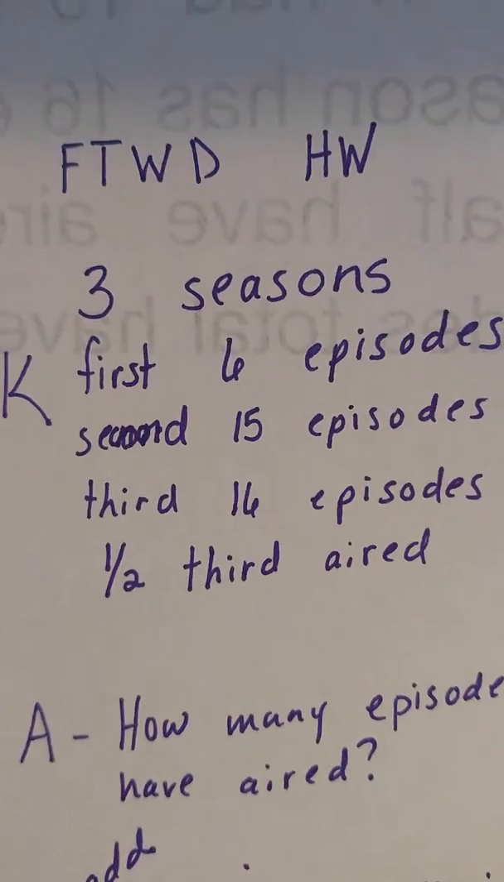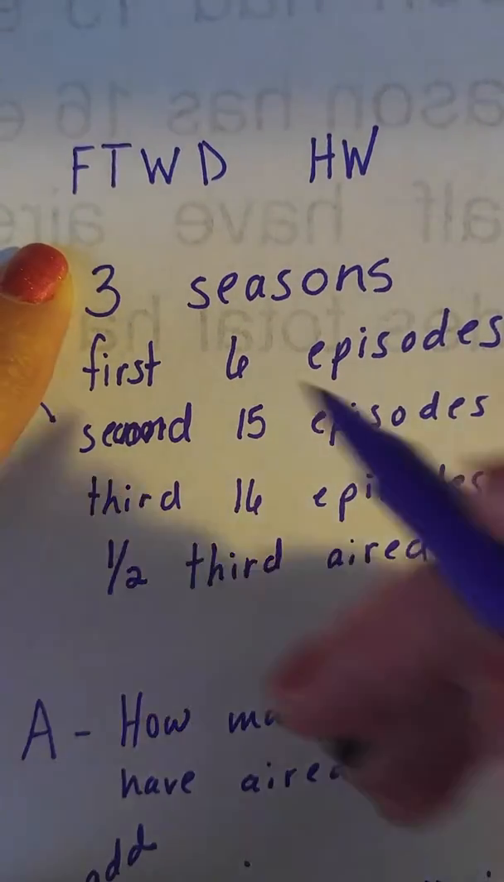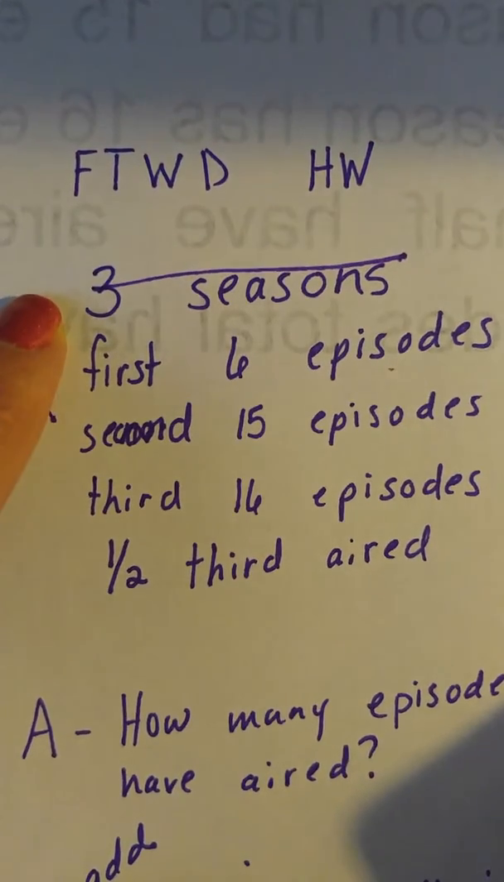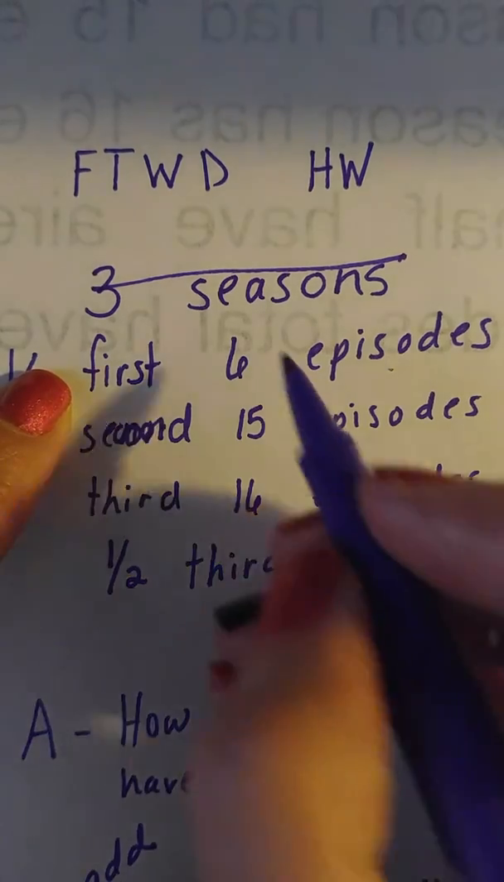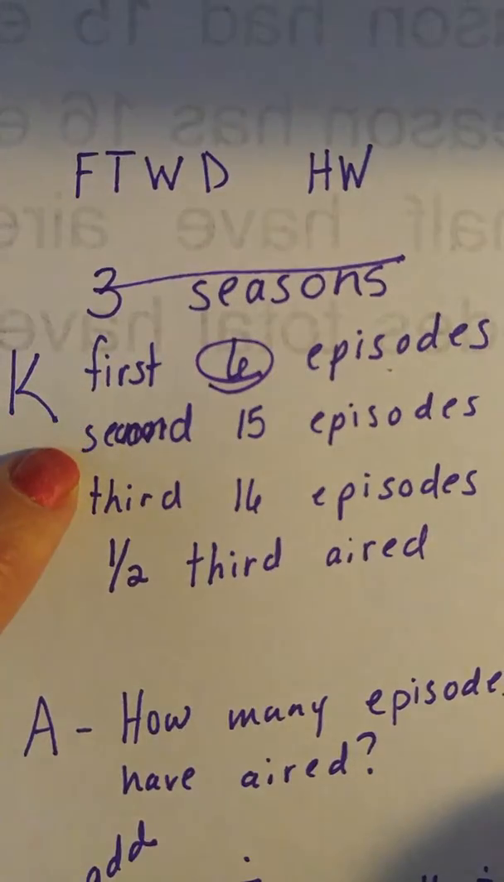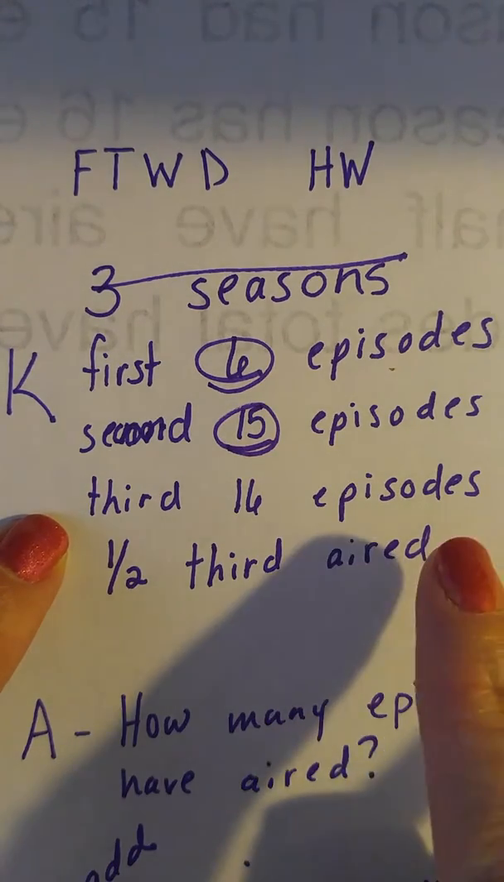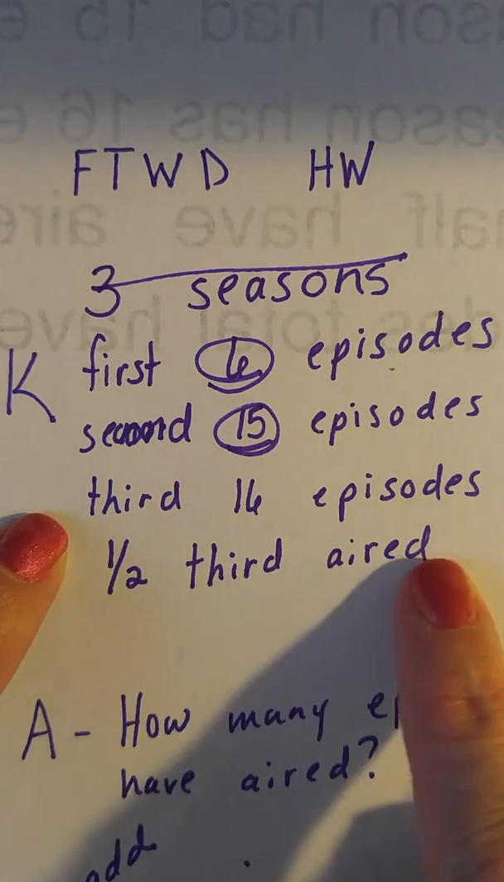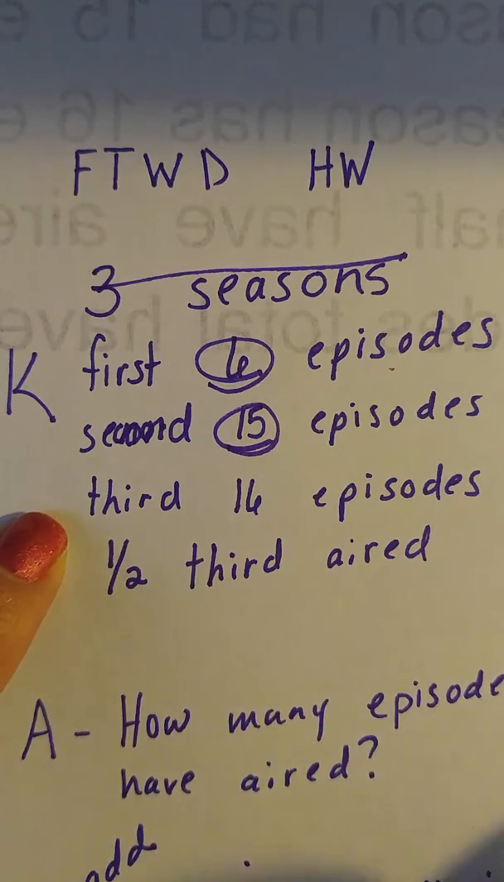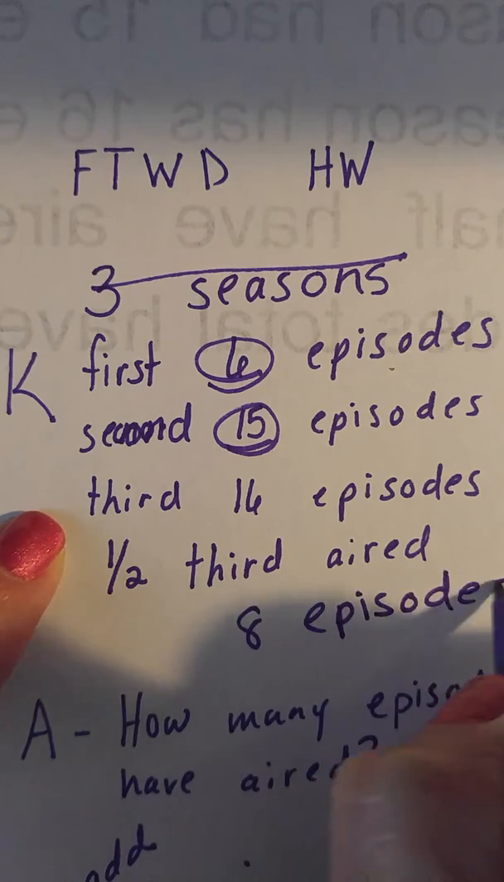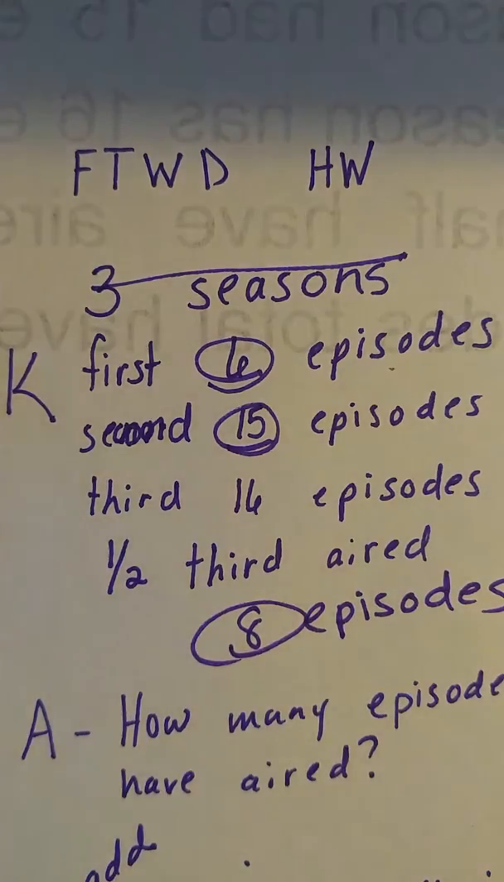So now let me go back to my information. 3 seasons, I don't need to know that. That tells me that I should be adding 3 numbers. So that's important information, but not pertinent to solving the problem. The first season has 6 episodes. That's important. The second season has 15 episodes. That's important. And the third season has 16, but only half of the third has aired. And I now know that half answer is 8. So it's 8 episodes. So now I have my numbers that I need to add.